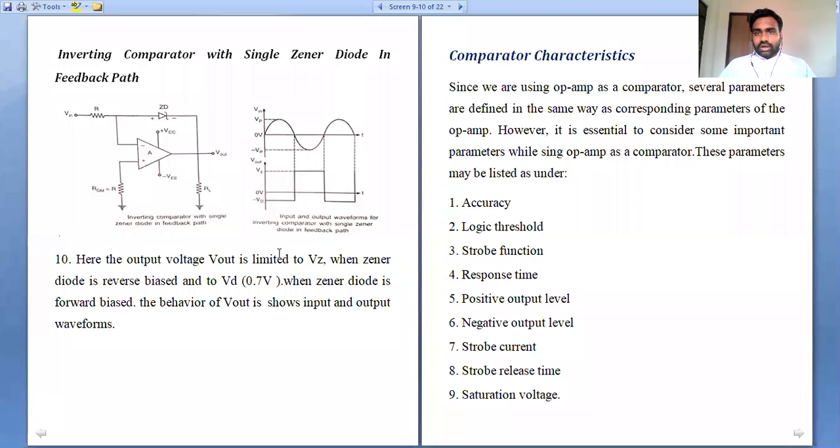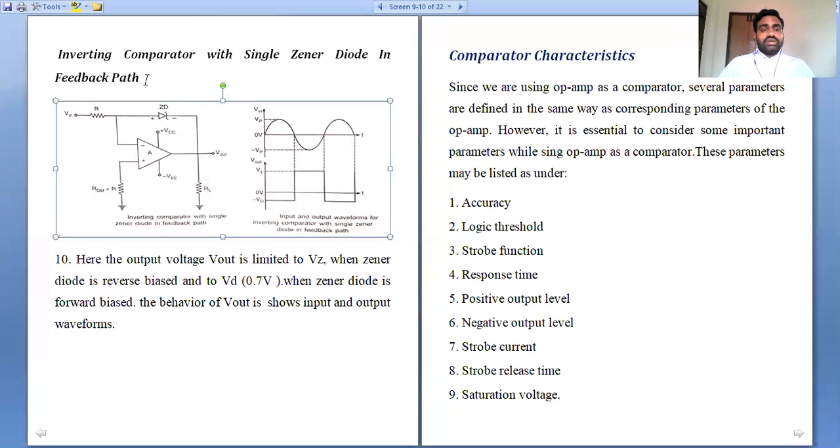So how does that happen? See, this is an inverting type comparator. Okay, the input voltage is connected to the inverting terminal of the comparator, and the reference terminal, the non-inverting terminal, is grounded. And see here, the Zener diode is connected in negative feedback. That means it is connected to the inverting terminal of the operational amplifier, and next it is connected to V output, and the load resistance here is grounded.